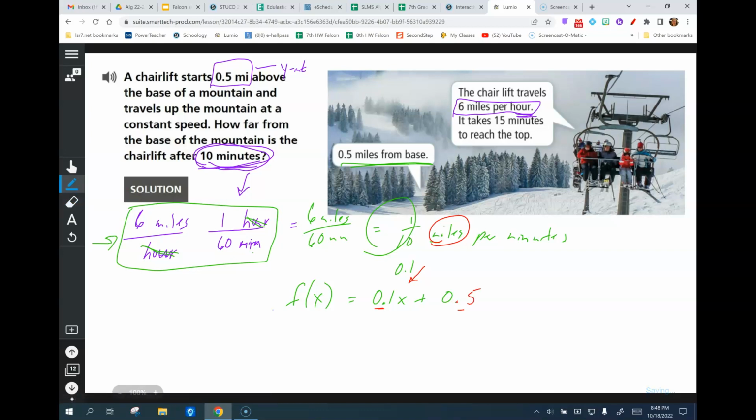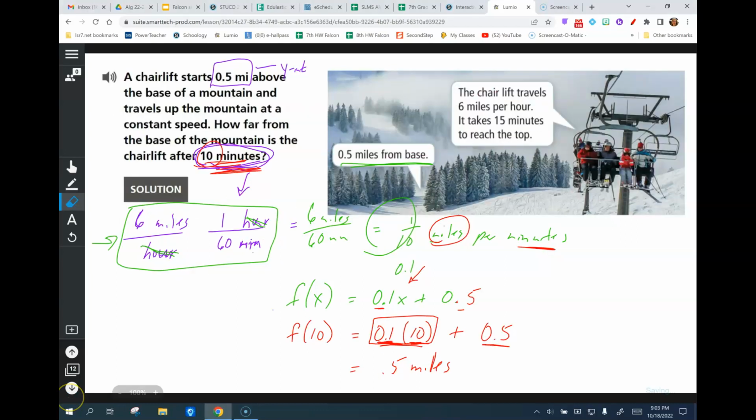How far down the base of the mountain is the chairlift after 10 minutes? And that's the reason we had to change it into minutes, so we could just take this 10 and plug it in. So we're going to find f of 10. We plug in a 10 wherever we see x. So 10 times 0.1 is going to be 1, and 1 plus 0.5 is going to be 1.5 miles. So we know that it's 1.5 miles after 10 minutes.